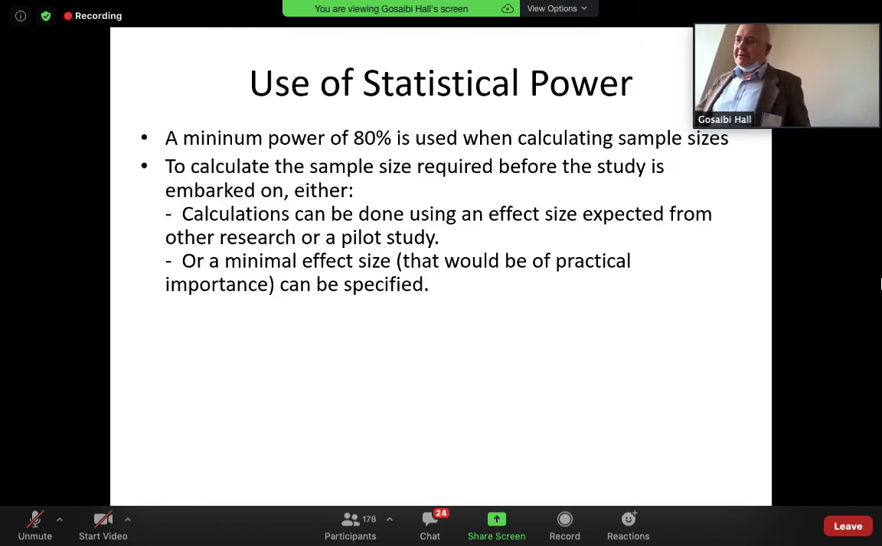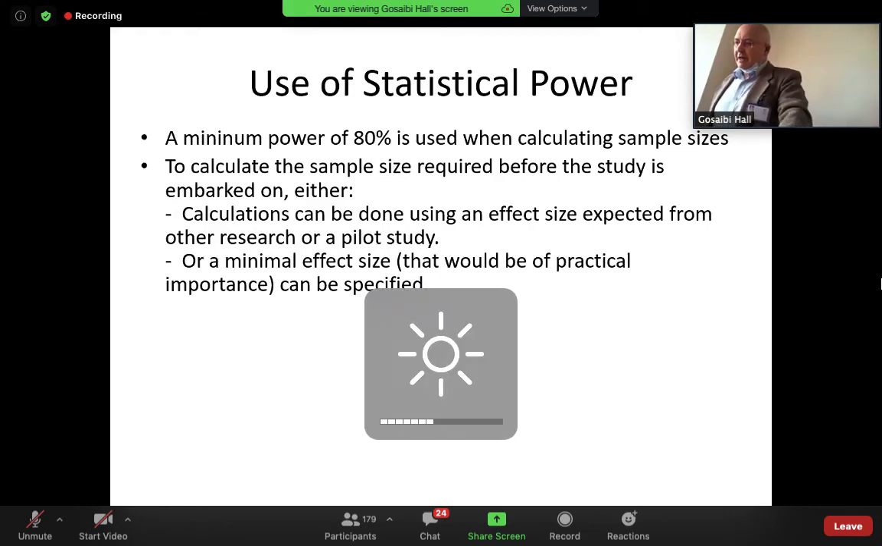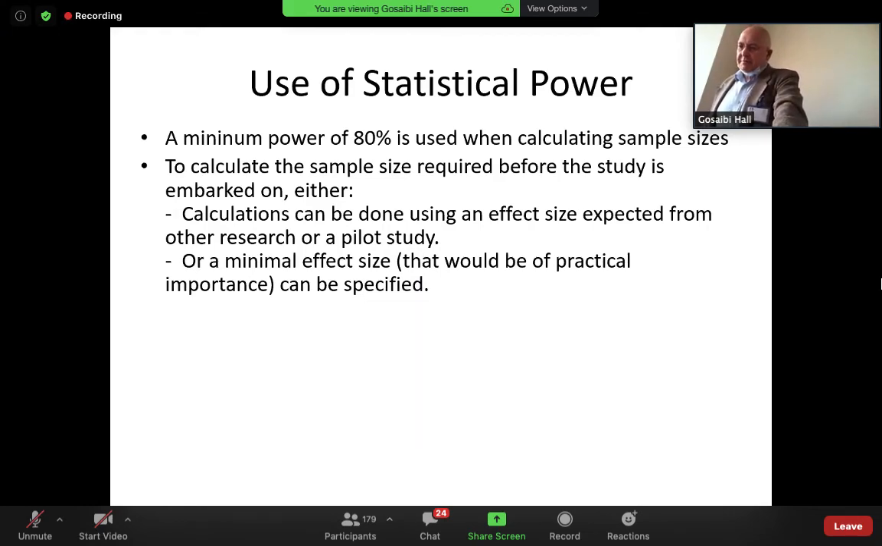The other way is to specify a minimal effect size, and I've talked about this already. So what is the treatment effect that would be of minimal interest to you? The example I've used before is reducing blood pressure. Is it going to be 5 millimeters of mercury or 10 millimeters of mercury? I think 1 millimeter of mercury would be too small. You probably want to specify something like 5 or 10. I don't know. It's an expert decision that needs to be made on medical grounds.